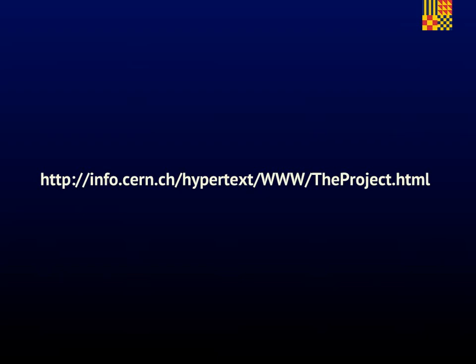So CH is for Switzerland. CERN is obviously the organisation. The last bit there generally is the country it's registered in, so .uk, .es for Spain, .ru for Russia, watch out for those.